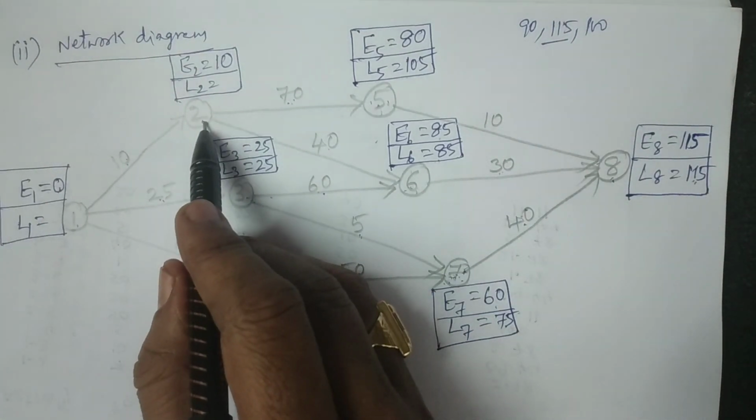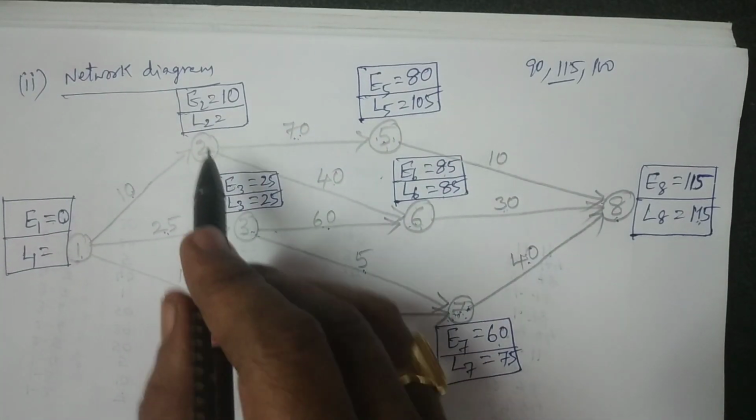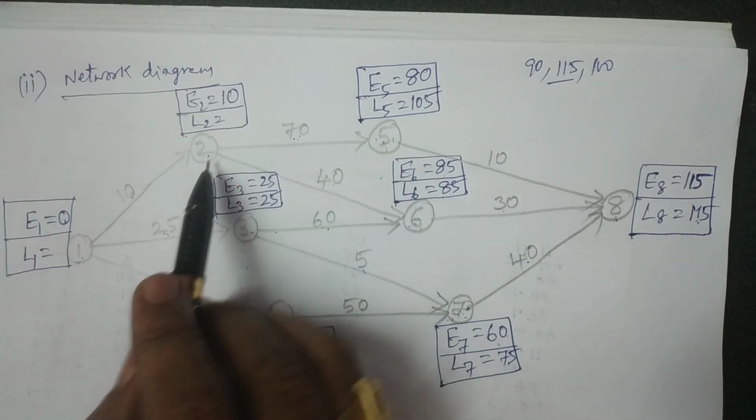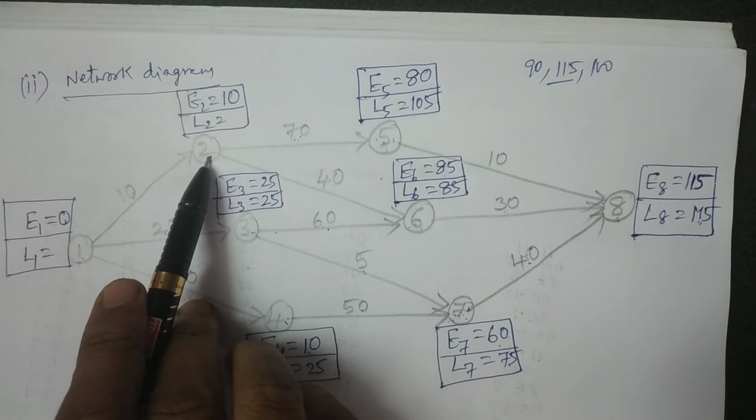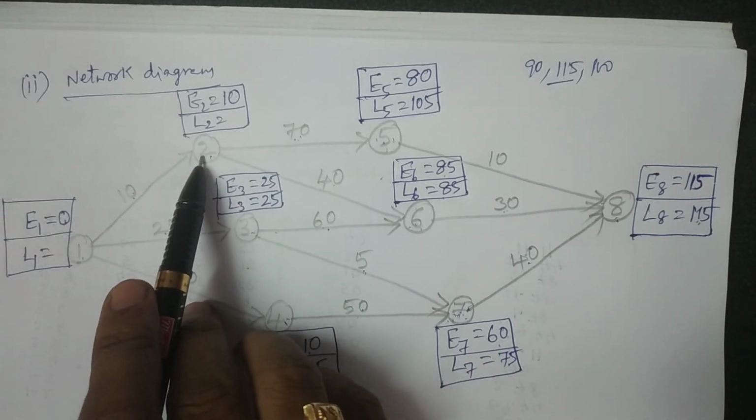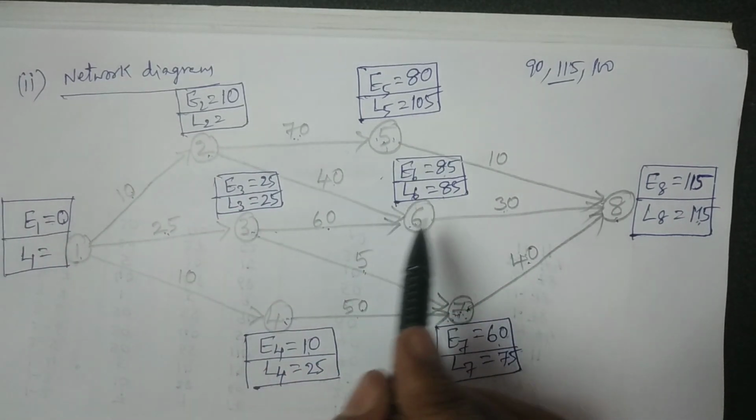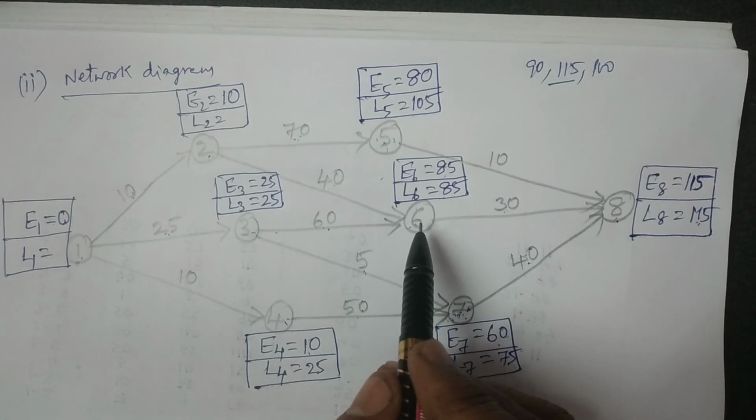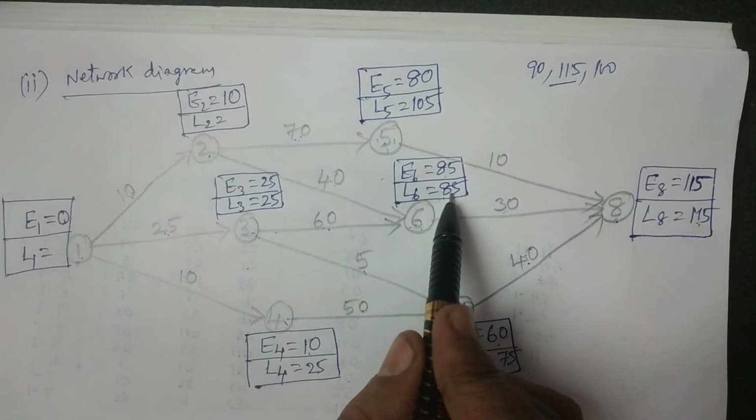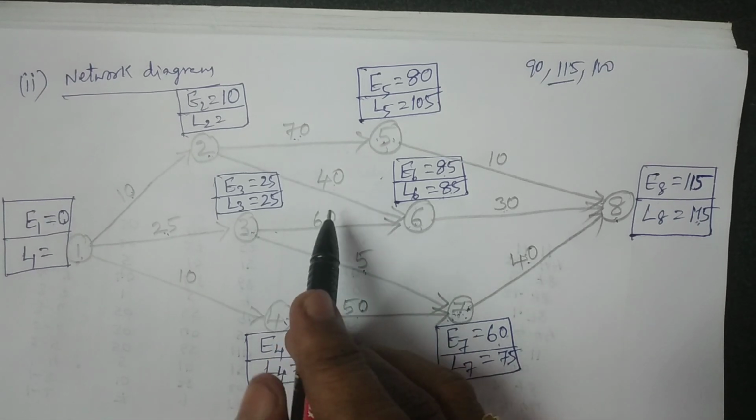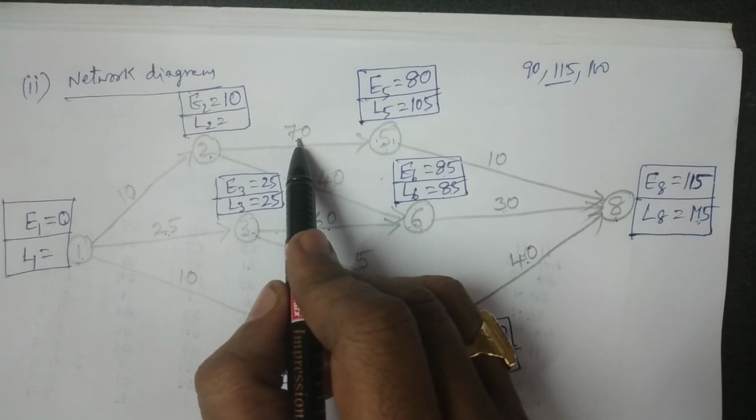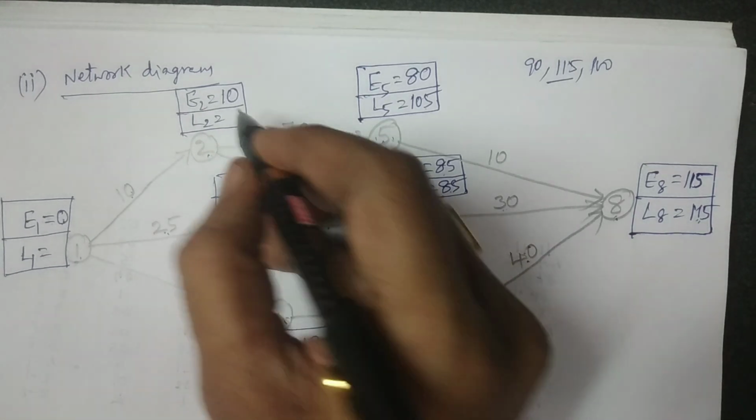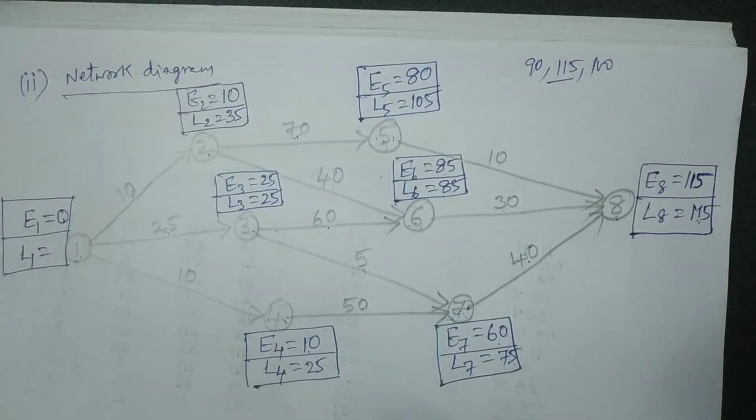Coming to the second one, L2. The calculations are, there are two particular connectors, 2 to 5 and 2 to 6, coming back from 6 to 2 and from 5 to 2. We have to calculate both values and take the minimum. 85 minus 40, it is 45. 105 minus 70, it is 35. So the minimum is 35. Therefore this value is 35.